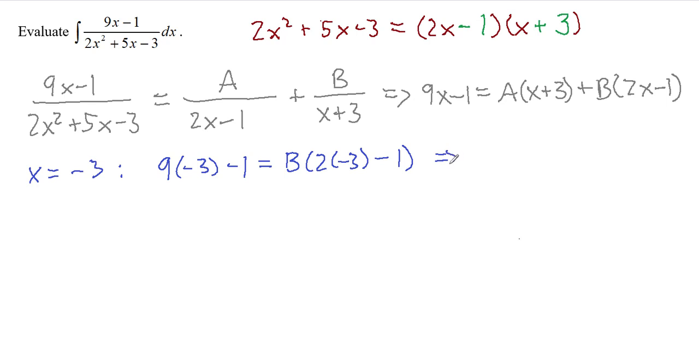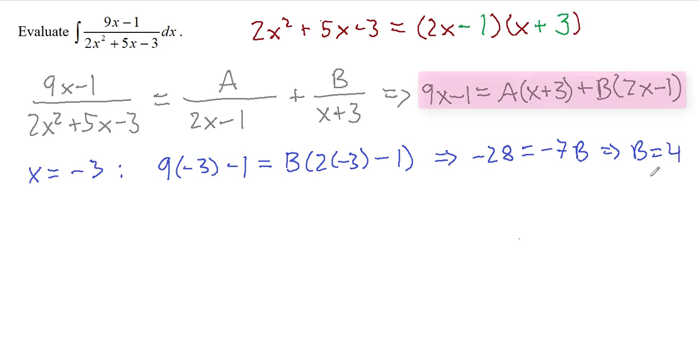As we simplify, we get that negative 28 on the left side of the equation is equal to negative 7b on the right side. And so this means that b must be equal to 4. Analyzing our equation with b equals 4, we see that a must in fact be equal to 1, because 4 times 2x is already 8x, and so a can only be 1. So let's record a is equal to 1.